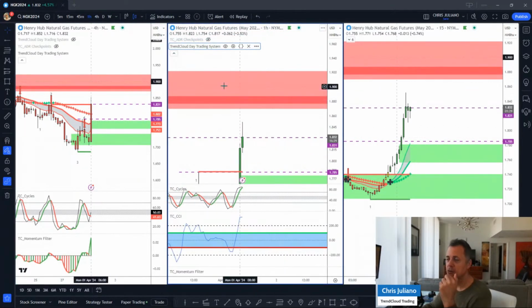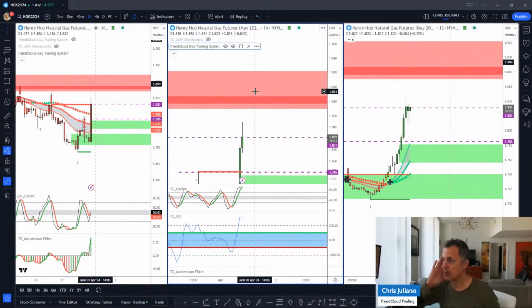Why would you want to go short just because this is a supply zone, with all that other information against you? That's really the big ticket item here, that major piece of information that most people ignore. Now, again, is it a supply zone? Yeah, it's a supply zone.